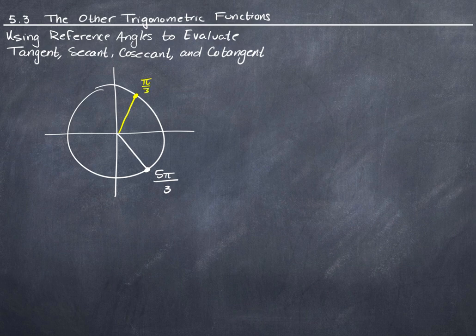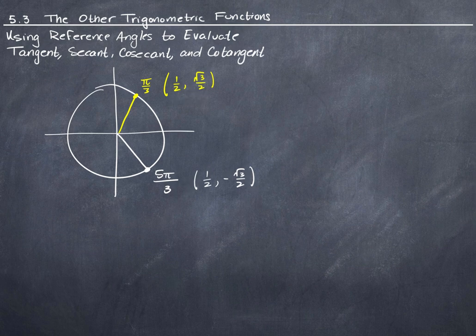We found its coordinates were cosine comma sine. Cosine is 1/2. The sine is √3 over 2. So the coordinates for 5 pi over 3 were 1/2 comma negative √3 over 2. And from that, we were able to say, this is the sine, this is the cosine. Tangent was sine over cosine, and then we simplified that.